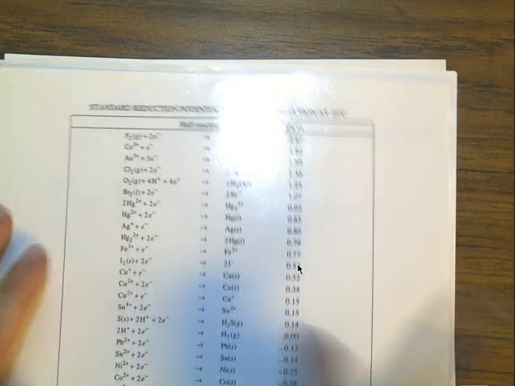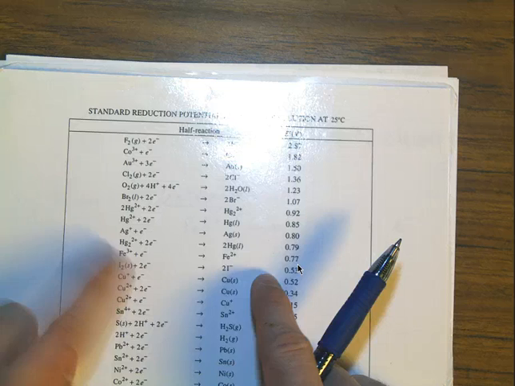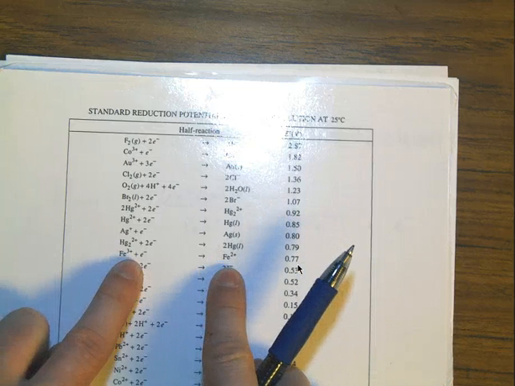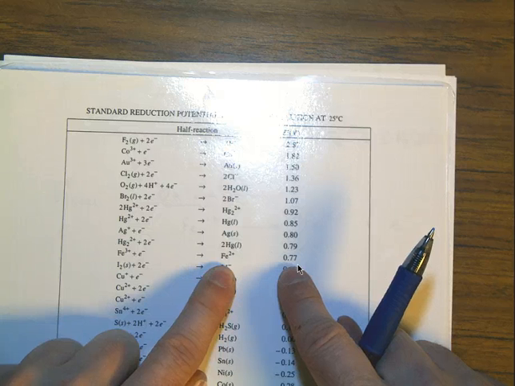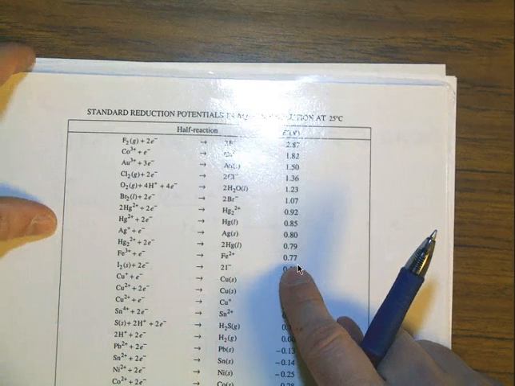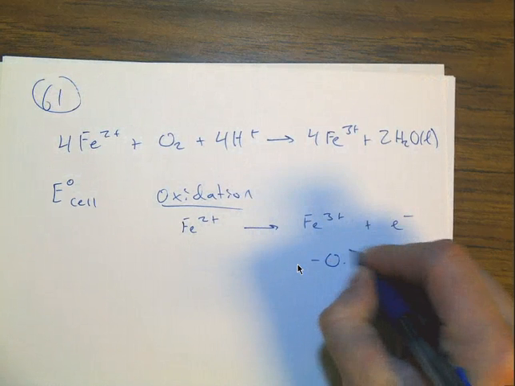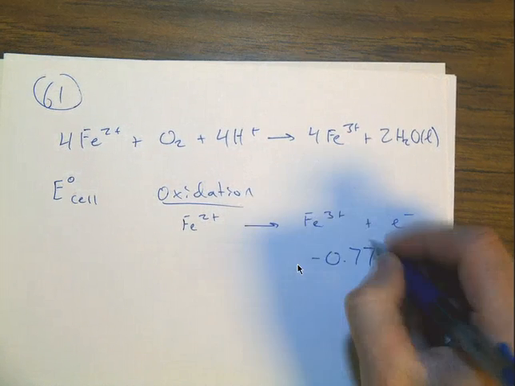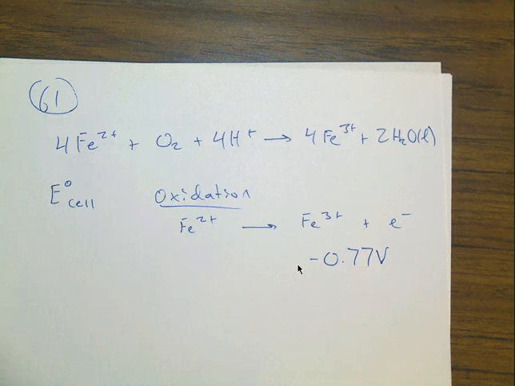So what I'm going to do is take this number. Fe3+ plus one electron produces Fe2+, and it's 0.77. To figure it out for oxidation, you flip it, so the sign becomes negative 0.77. I do it differently than the book. I take the oxidation and add it to the reduction potentials, and then I figure out my E cell. So I figured it out for oxidation.